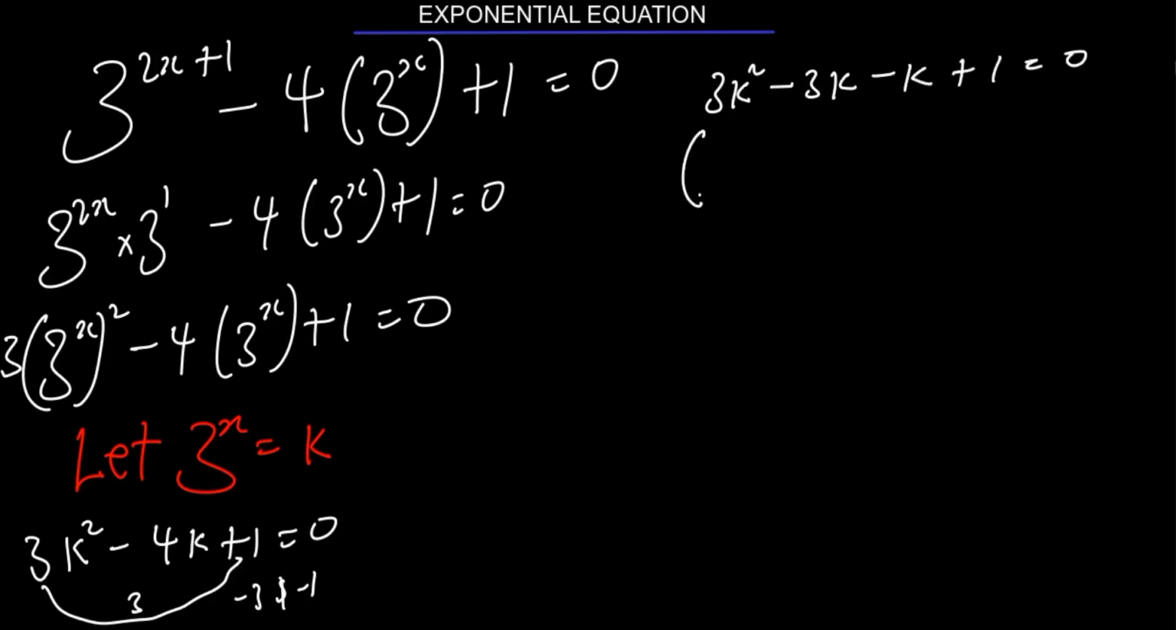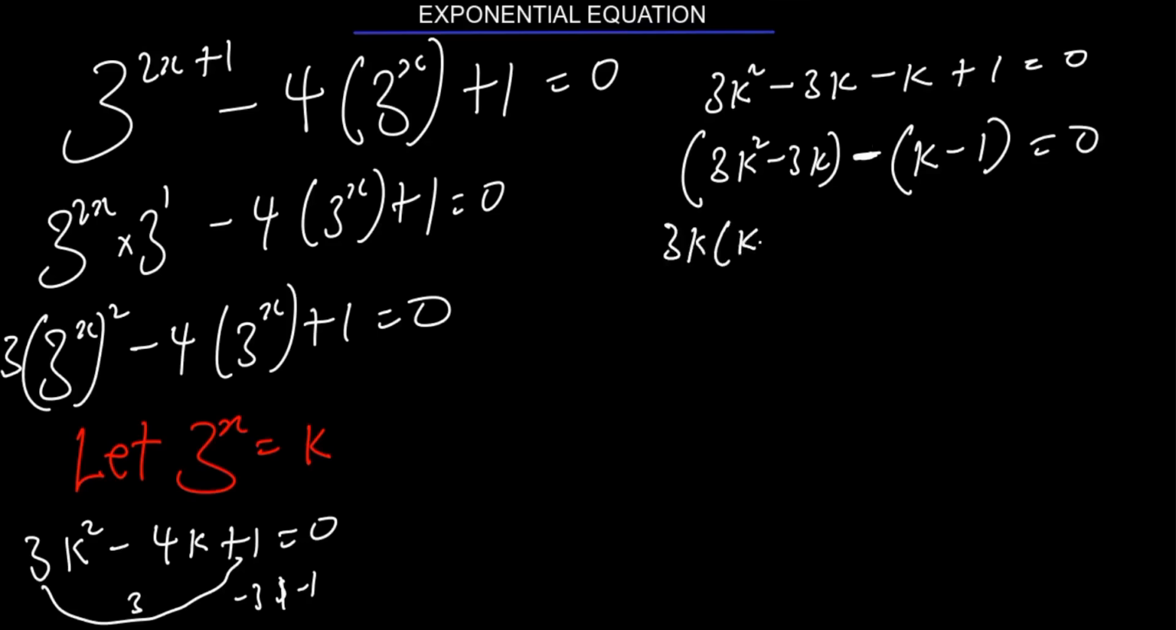So I'm grouping 3k square minus 3k. And when you are grouping and there's a minus outside, you have to change the sign inside. Assuming the sign inside was also minus, it will have changed to plus. So 3k is common to both of them. If I take it out, I'll have this. Here, 1 is common to both of them, so I'll have k minus 1 equal to 0.